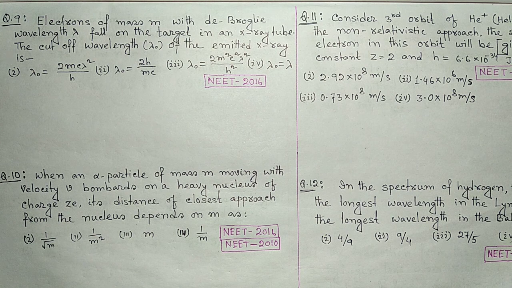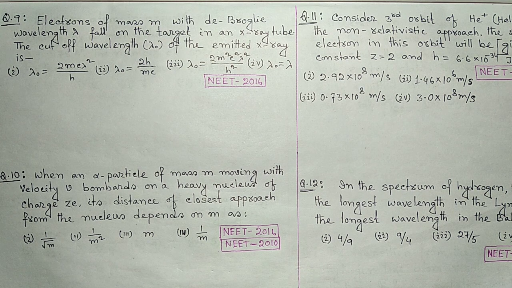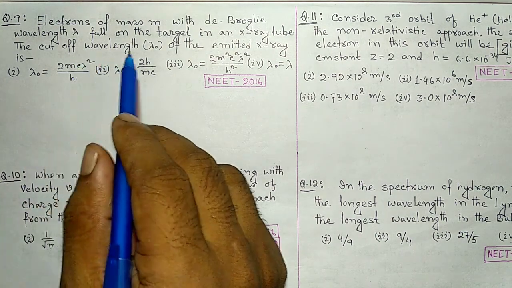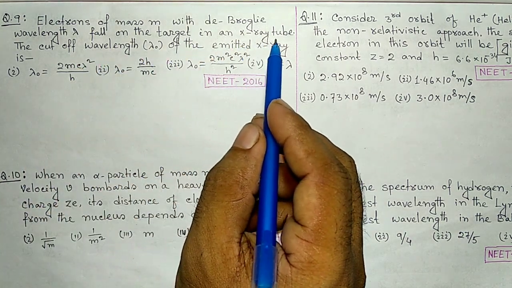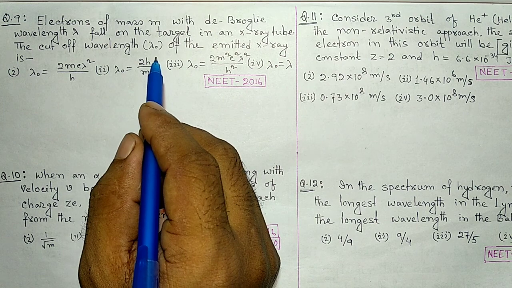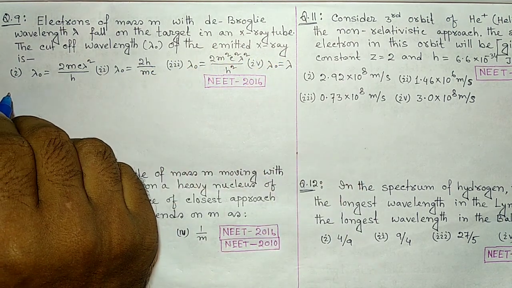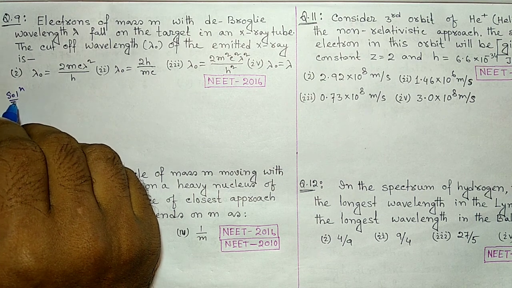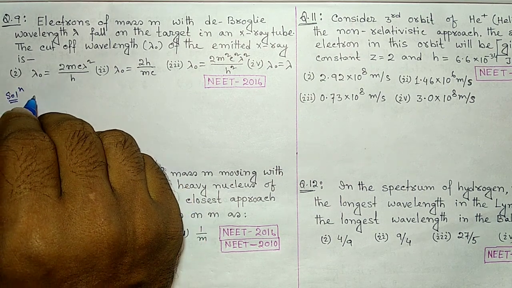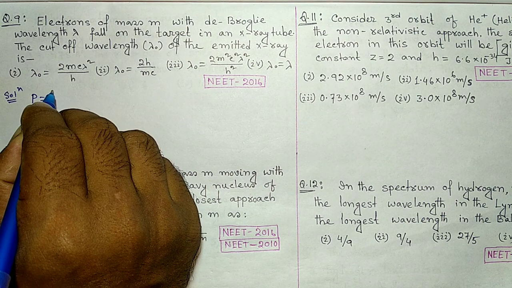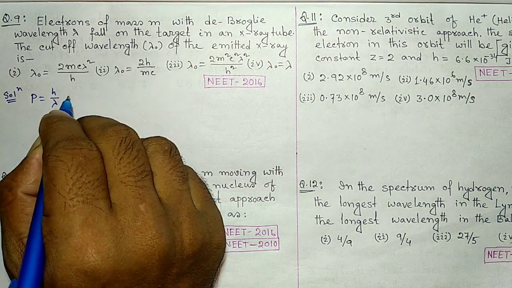Next question is question number 9. Electron of mass m with de Broglie wavelength lambda falls on a target in an X-ray tube. The cutoff wavelength lambda naught of the emitted X-ray is. So we know momentum P is equals to h by lambda.